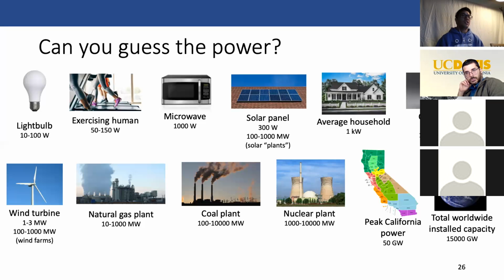Car engine, anywhere between 100 to 1,000 horsepower. You're probably not going to get to 1,000 horsepower unless you're really rich and you own a Bugatti or something. And so that, in terms of metric units, is 100 to 1,000 kilowatts.